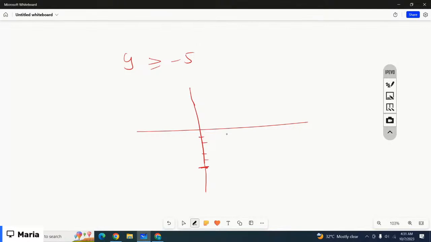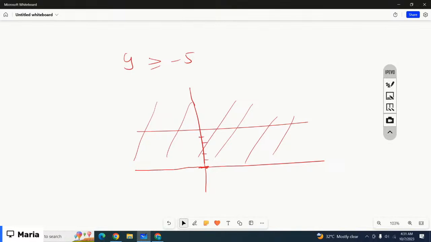So the boundary is like this. And all the values that are greater than -5 are these, right? So this is the graph for y is greater than -5. The basic thing is that it is an inequality. You need to see which side is included in the graph. Okay.